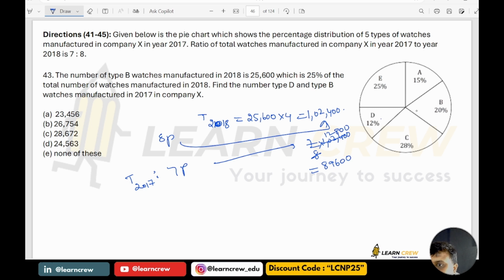Type D and type B: 20 plus 12, how much? 32% of 89,600. So the answer must end with 2. There is only one option ending with 2: 28,672. That is the answer. Next.